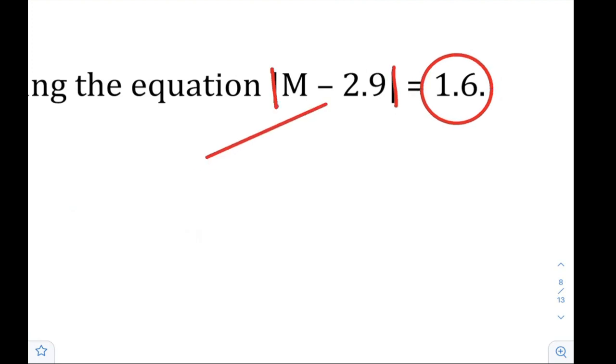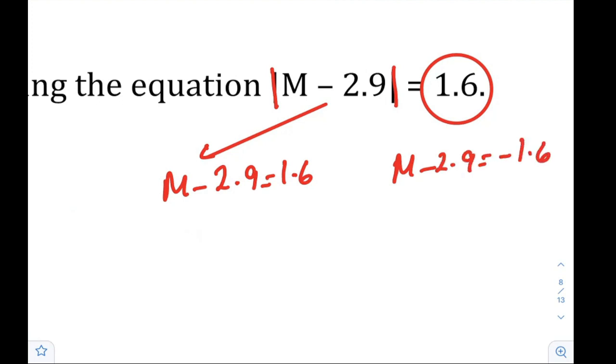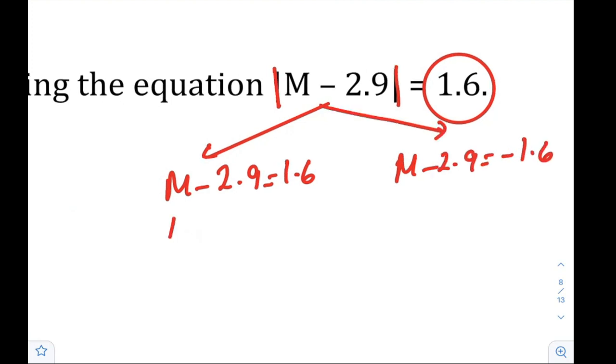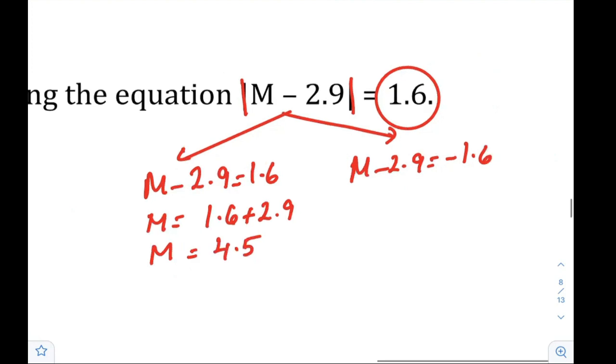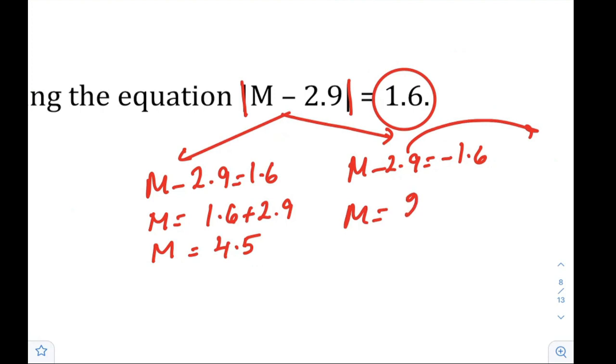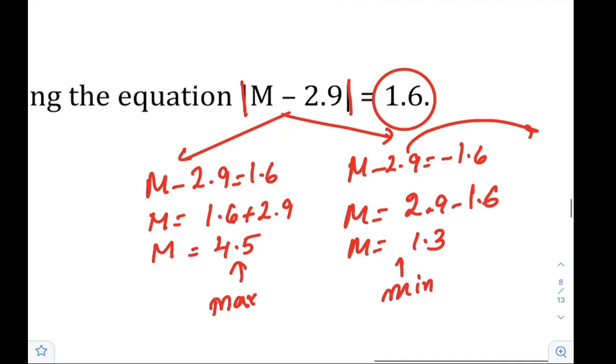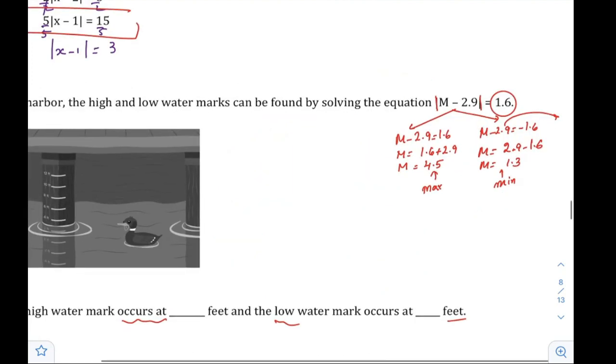So I have 2 cases here, once positive and once negative. So m equals 1.6 plus 2.9, which is 4.5. The other one, when you take this to the other side, 2.9 minus 1.6, which is 1.3. So this is my maximum, and this is my minimum. And I can fill in the blanks with the highest and the lowest.